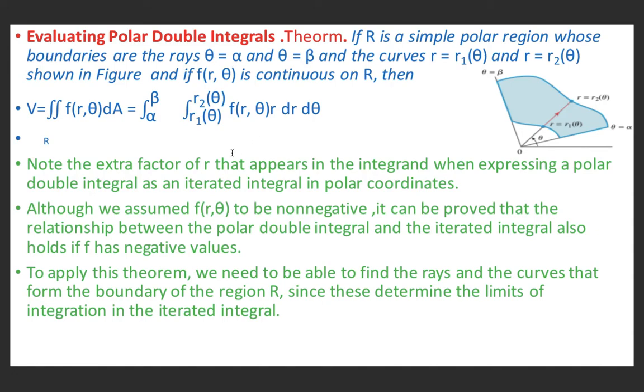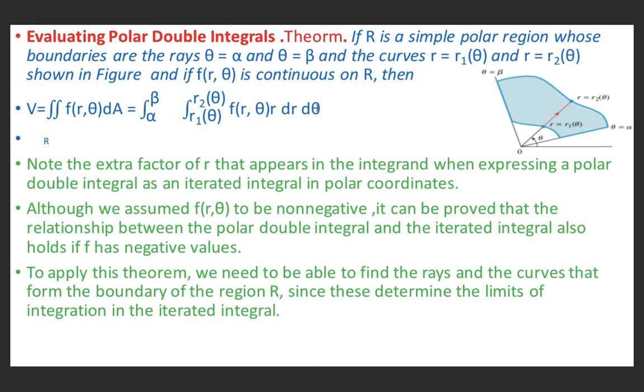Although f(r, theta) is considered to be non-negative, it can be proved that the relationship between polar double integrals and iterated integrals also holds if f has negative values. This is the polar double integral and this is the iterated integral. To apply this theorem, we need to be able to find the rays, alpha and beta, and the curves, r1(theta) and r2(theta), from the boundary of the region R, since these determine the limits of integration in the iterated integral.